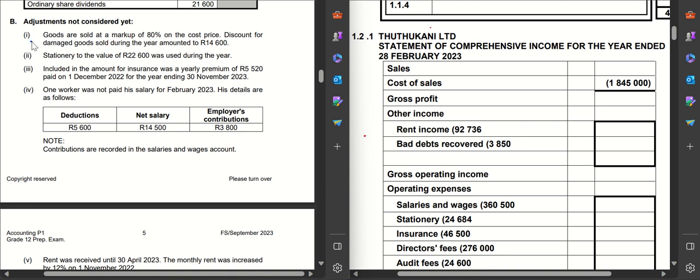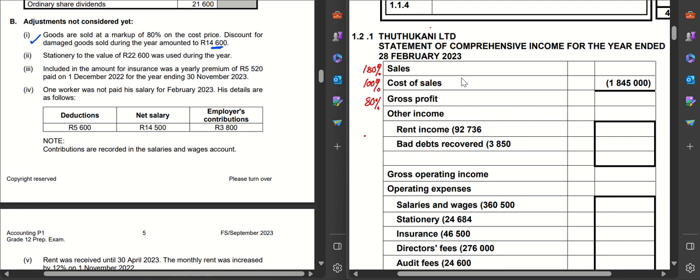Adjustment number 1. Goods are sold at a markup of 80% on the cost price. Discount for damaged goods sold during the year amounted to 14,600. So the moment we are told that goods are sold at a markup, that markup is my profit here. So that means my profit here is 80%. So I can come here and say 80%. My cost of sales is 100%. Therefore, my sales becomes 180%.